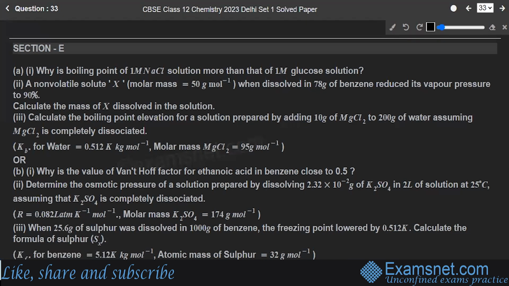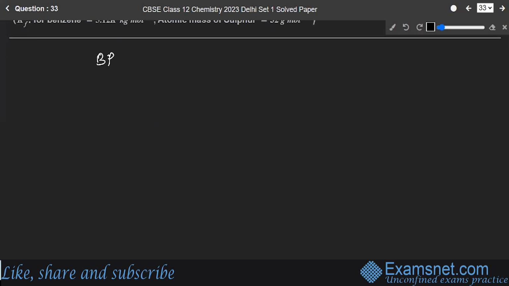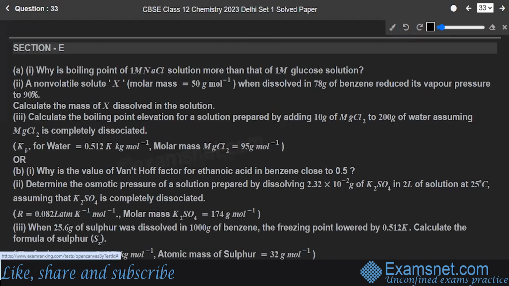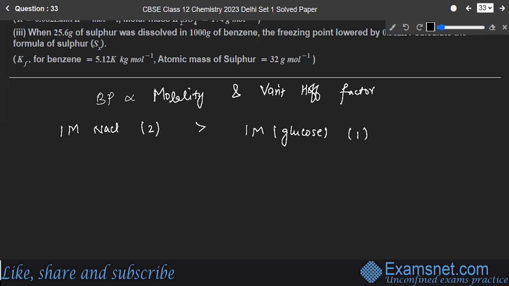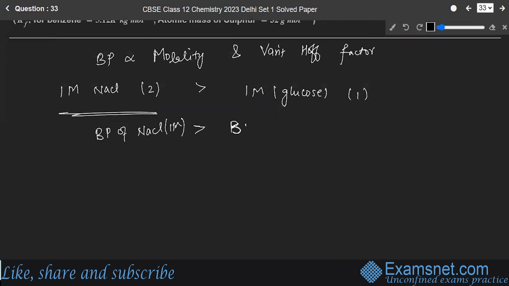Why is the boiling point of 1 m sodium chloride solution more than 1 m glucose solution? Boiling point is directly proportional to molality and Van't Hoff factor. Since the Van't Hoff factor for 1 m NaCl is 2 and for 1 m glucose is 1, the boiling point of 1 m sodium chloride is greater than the boiling point of 1 m glucose. Hope you're clear with this.